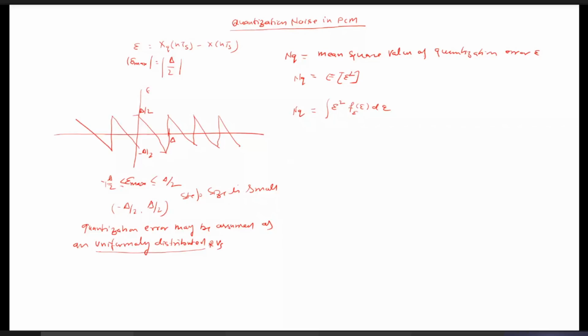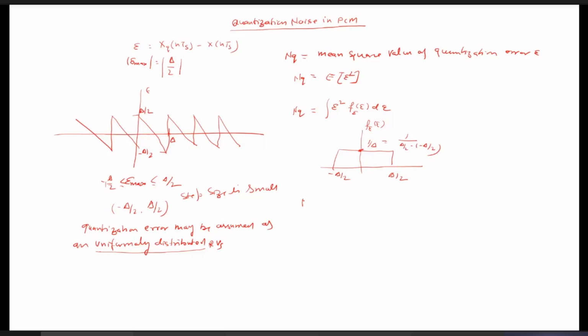So we can take it as a uniformly distributed signal over the interval of minus delta by 2 to delta by 2. Hence, what will its amplitude be? Because this is the probability density function, f of epsilon, its area under the curve must be unity. So this will be nothing but 1 by delta. How have we calculated it? It is 1 upon delta by 2 minus of minus delta by 2, which is 1 by delta.